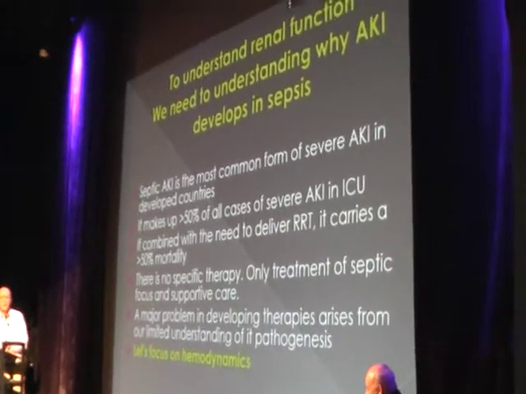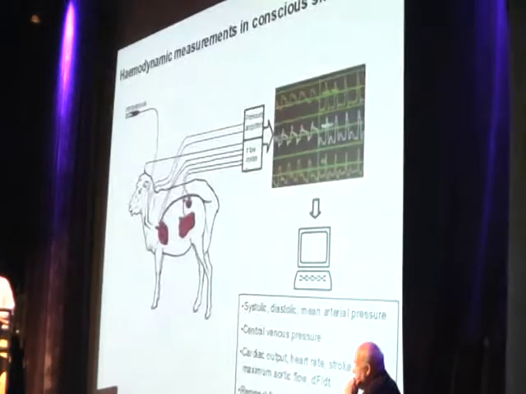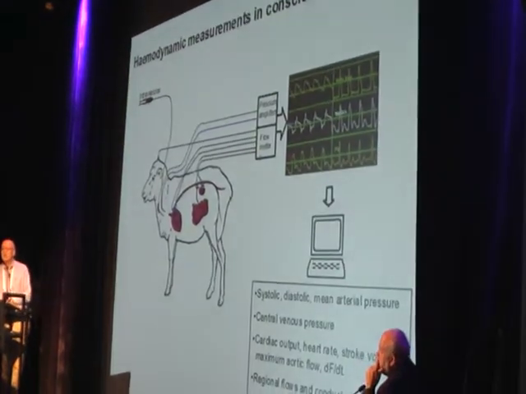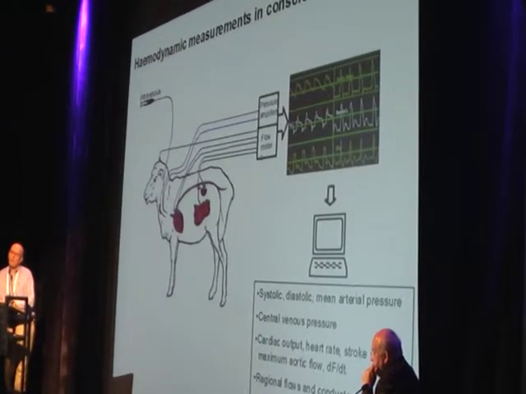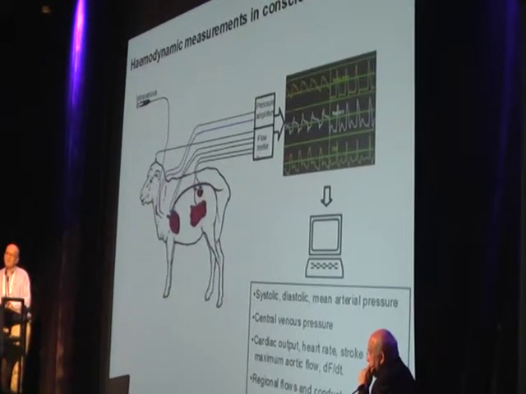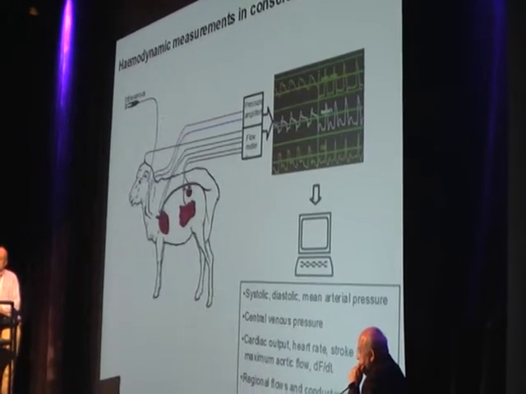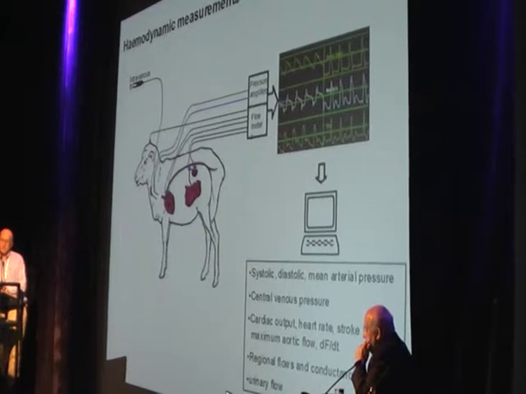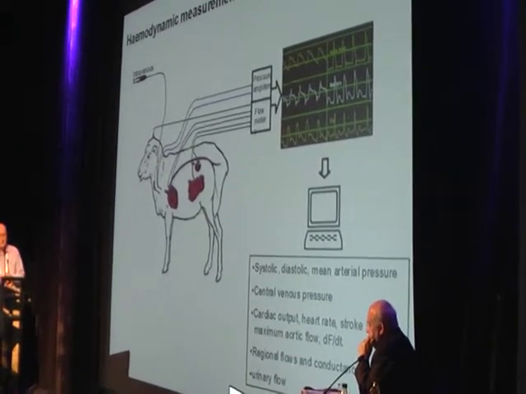We will focus on what we understand about the hemodynamics of septic acute kidney injury. You cannot study the hemodynamics of the kidney in human beings. They require invasive interventions to measure renal blood flow continuously, to measure renal oxygenation, renal vascular resistance, and flow distribution within the kidney. And so you have to go to experimental animals.